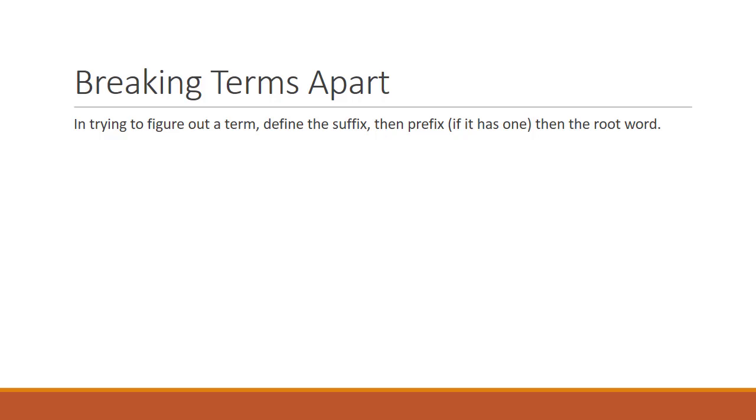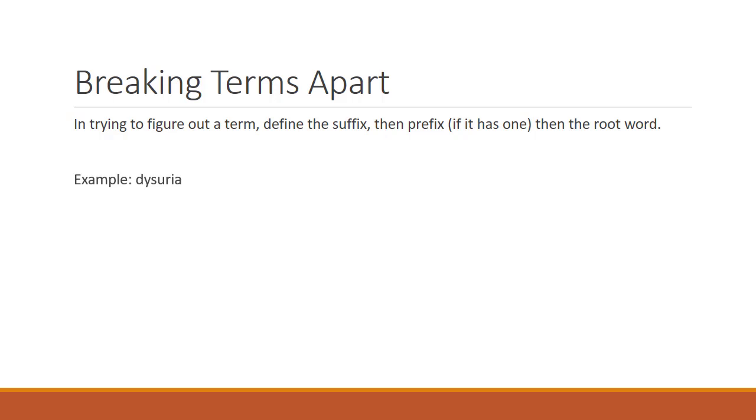So it's not only important to know how to build terms, it's also important to know how to break them apart, so that if you see a term that you're not familiar with, you're able to figure out what it means. In trying to figure out a term, first thing you want to do is define the suffix, and then the prefix if it has one, and then the root word.